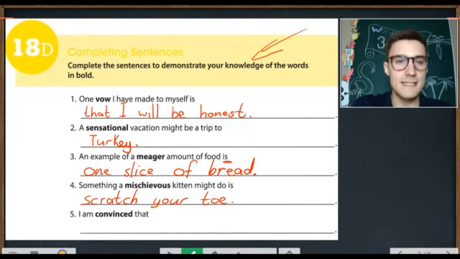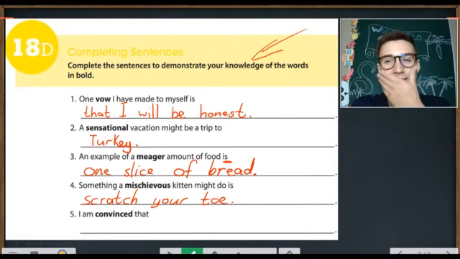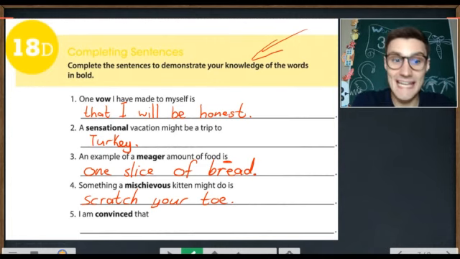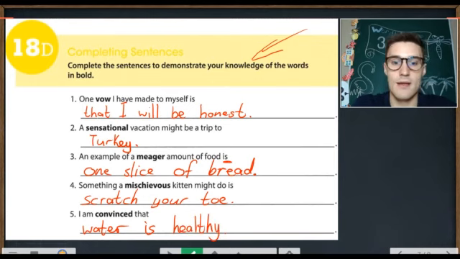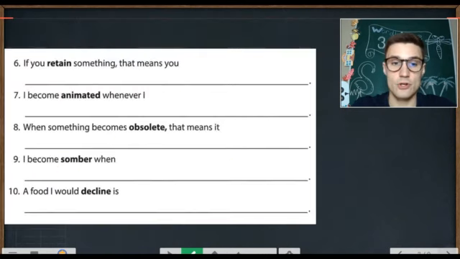Number 5. I am convinced that... What? I am convinced. I'm not convinced of anything. I am convinced that water is healthy. I'm sure of it.